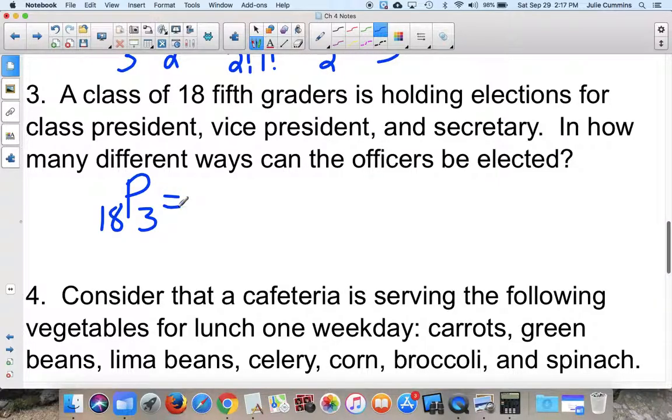So you can go ahead and do that on your calculator. I'm not going to pull the calculator up this time, just do it real quick on there. So 4,896.